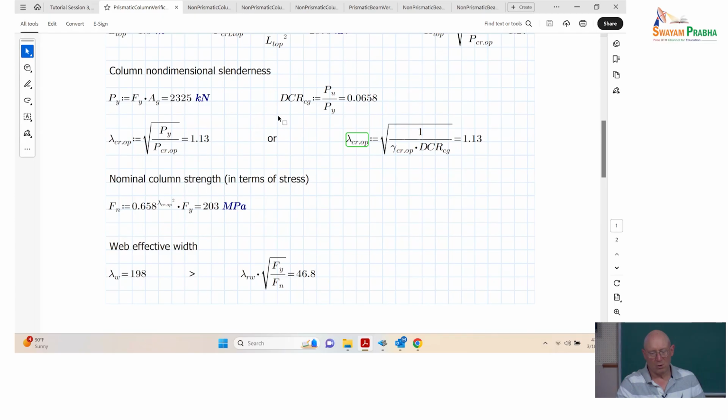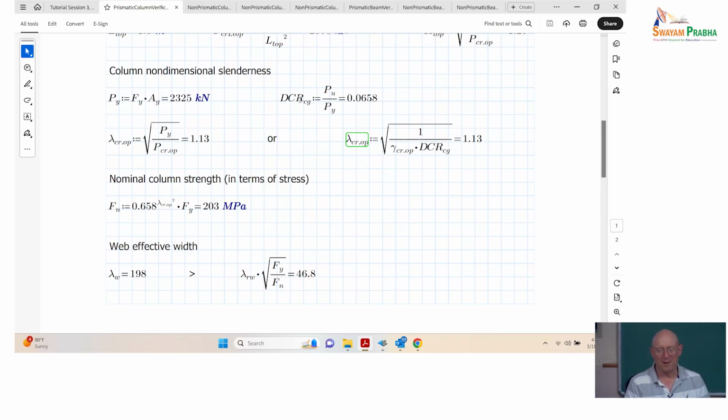Now, again, remember I mentioned a big point I tried to make later last week was in the column strength checks, particularly when we go to non-prismatic columns, we need a gamma E, or a gamma critical is now what I'm calling it. That's your elastic buckling eigenvalue.